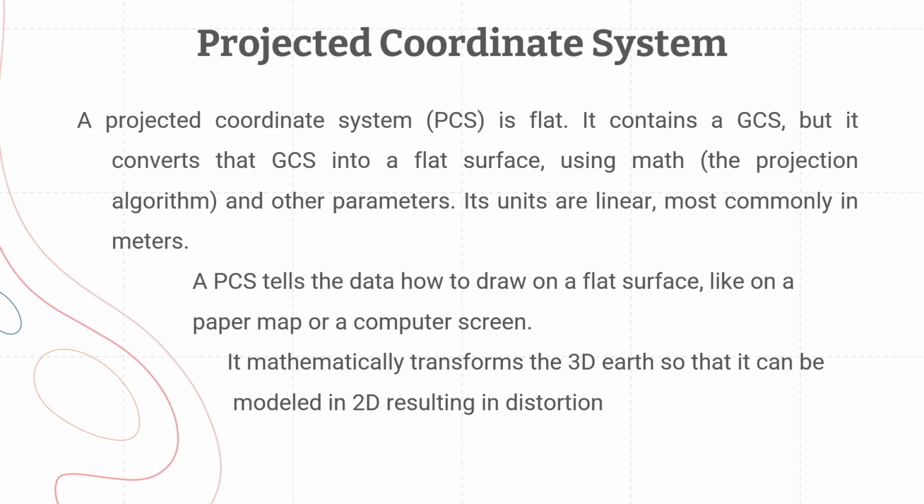Let's see what a projected coordinate system is. A projected coordinate system, or PCS, is flat. It contains a geographic coordinate system, but it converts that into a flat surface using math algorithms and other parameters. Its units are linear, most commonly in meters. A projected coordinate system tells the data how to draw on a flat surface, like preparing a map. It mathematically transforms the 3D Earth so that it can be modeled in 2D, resulting in distortion.